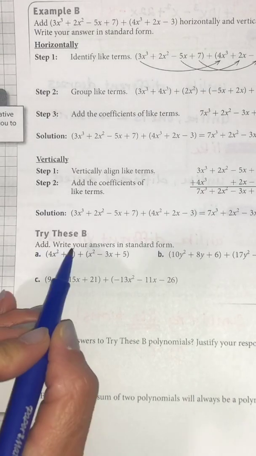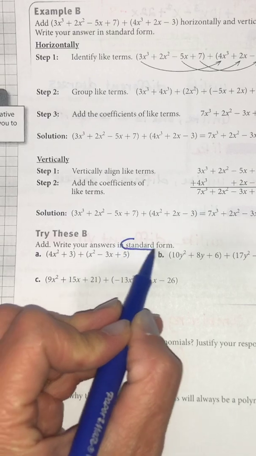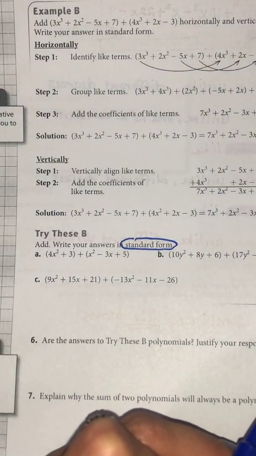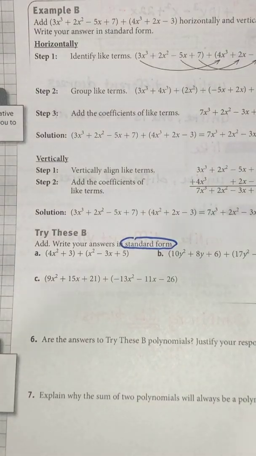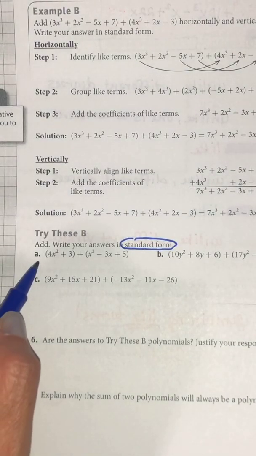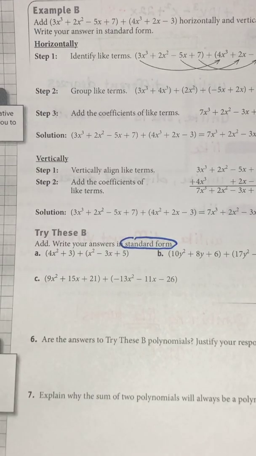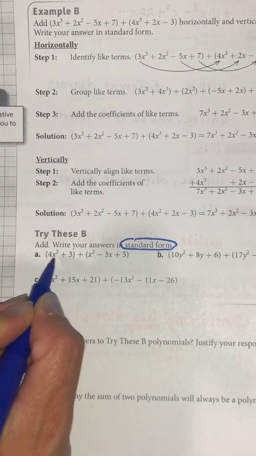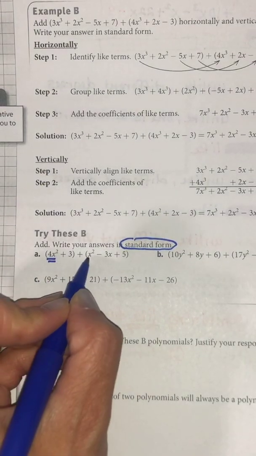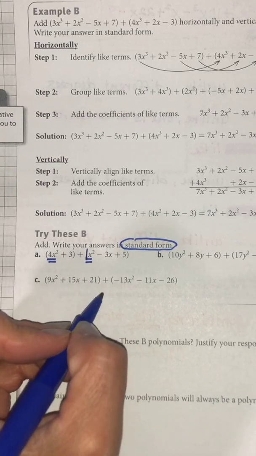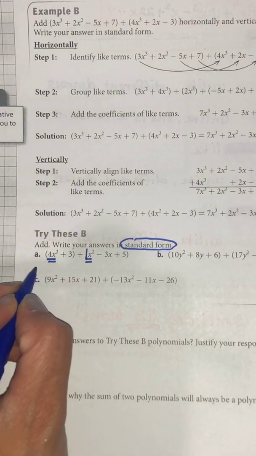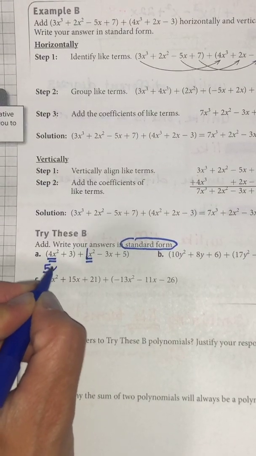Notice how it says add and write your answers in standard form. Remember how I said that is highest degree down to lowest degree. Okay. All right. So letter A. It says 4x squared plus 3 plus x squared minus 3x plus 5. So I'm going to start with the highest exponent. The highest degree is that x squared. So we have a 4x squared and a 1x squared. 4x squared plus 1x squared is equal to 5x squared.